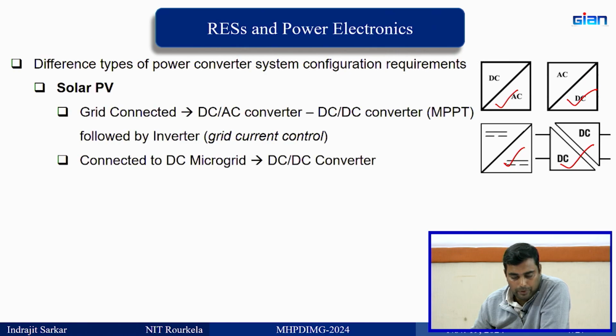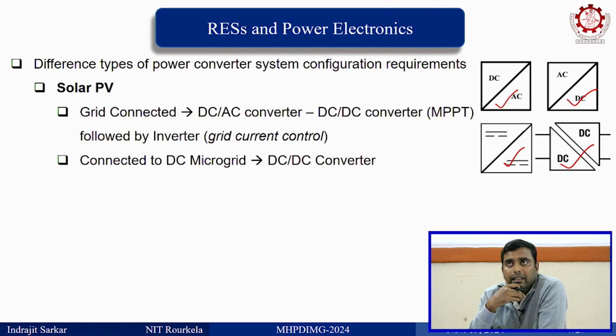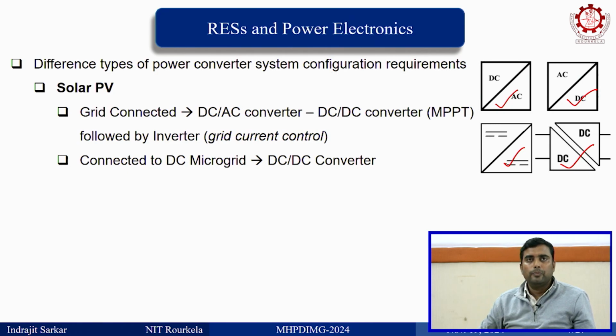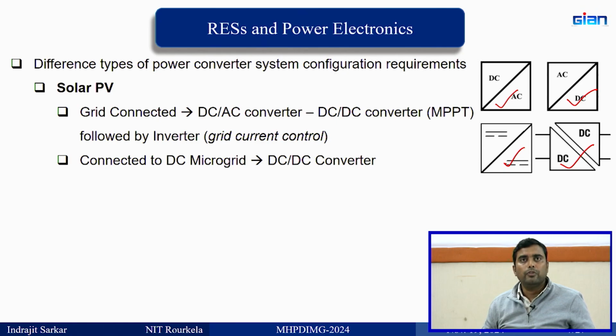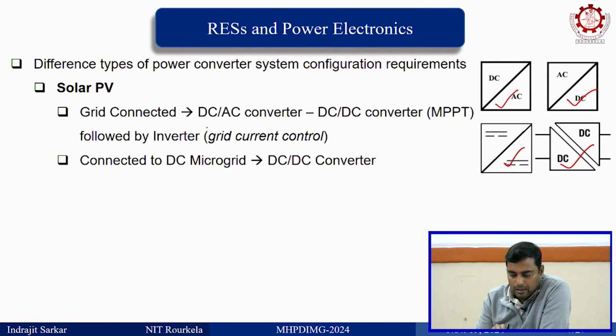When it is solar PV, the solar energy that you extract you are giving to the grid, or you are using it for a standalone application. Now what is the output of solar? A variable DC, right? So first you convert it into a fixed DC, because if it is grid connected, you need a DC to AC converter.